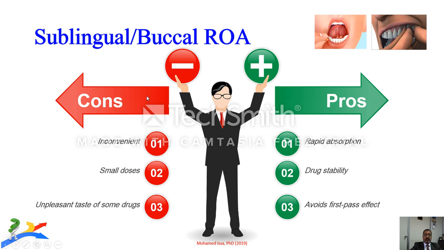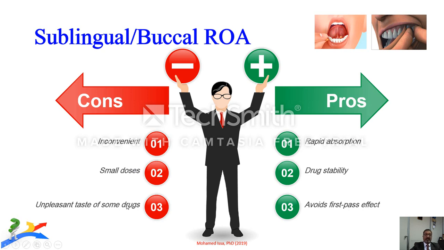This route of administration actually works very well for small dose drugs that can be administered in small doses, while if the drugs to be contained in tablets or capsules are of high doses, for example paracetamol, you can get like 500 milligrams of paracetamol. Some tablets contain 1,000 milligrams of paracetamol, one gram. So for this kind of drugs, sublingual or buccal routes will definitely not be suitable.